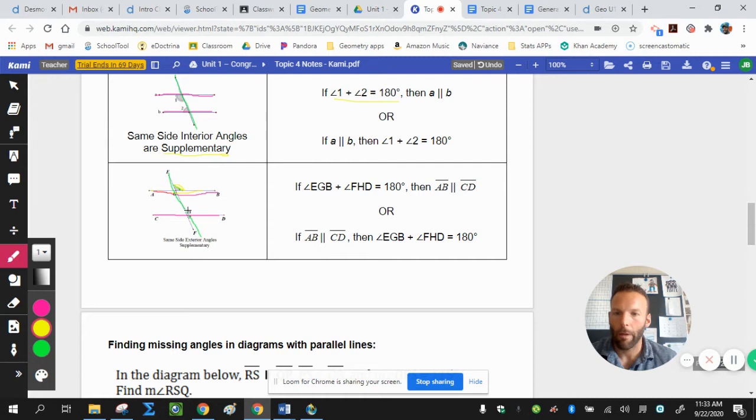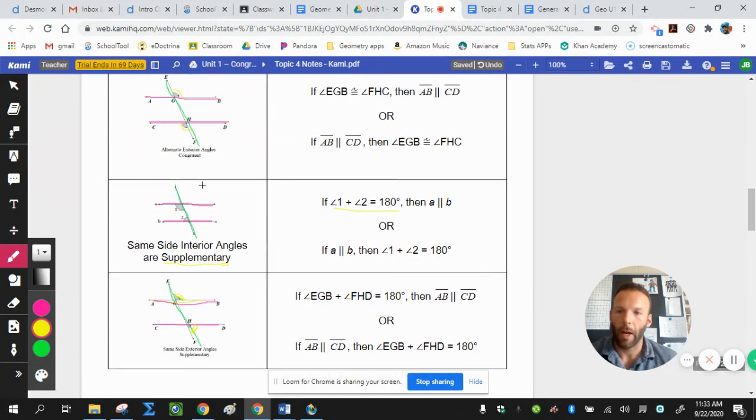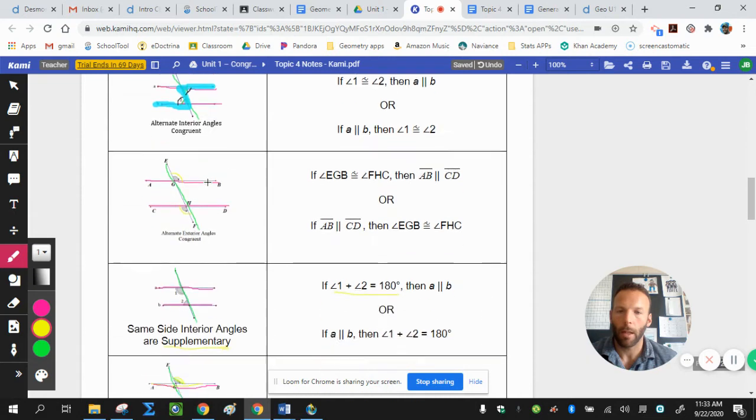And then FHD is down here. So both of them are on the right side of the transversal, but outside of the parallel lines. You have an obtuse angle right here, you have an acute angle right there. If the lines are parallel, this obtuse angle and this acute angle must always add to 180. Or if these angles add to 180, then the lines must be parallel. Okay, so there's the 5 angle relationships with the parallel lines.